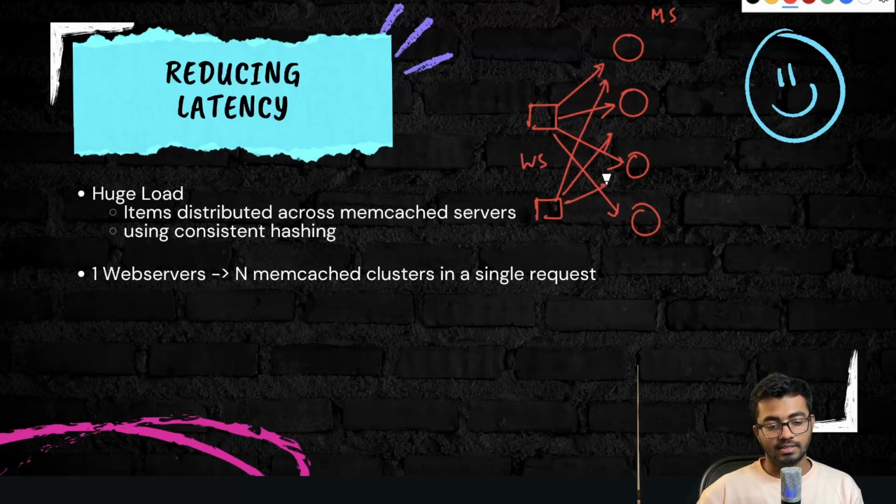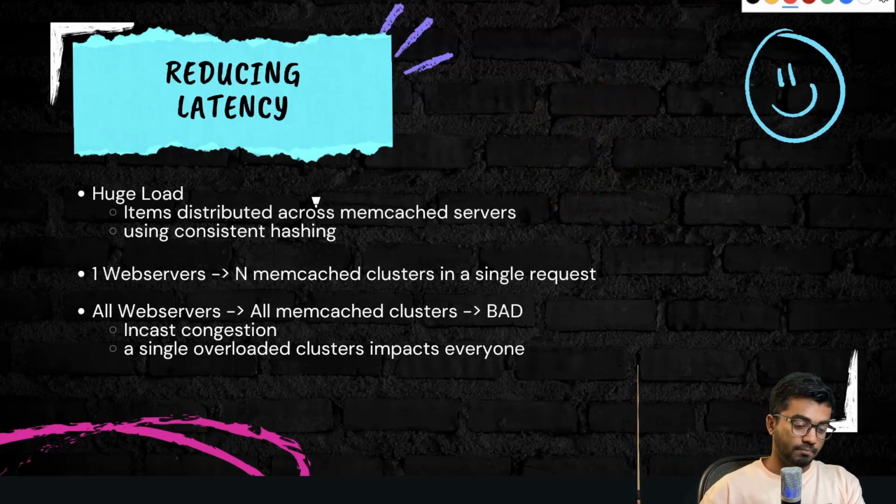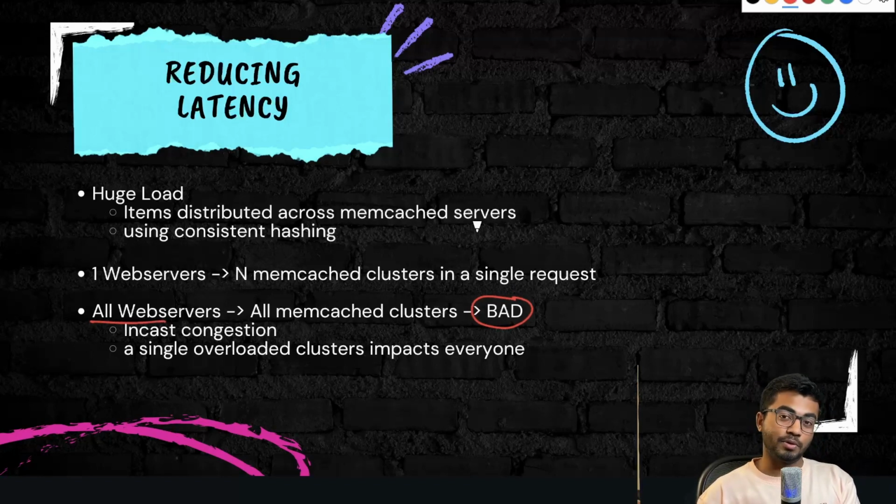And eventually we'll reach a state where each of these web servers is reaching each of this Memcached cluster. So it's like an all-to-all request relationship, right? And that is a big problem, because when all web servers are reaching all Memcached servers, if one of the Memcache servers is down, all the web servers are impacted. All the web servers now request to the database in turn, which overwhelms the database, and that leads to incast congestion, lots of overloaded clusters, degraded performance, and a lot more cascading failures.